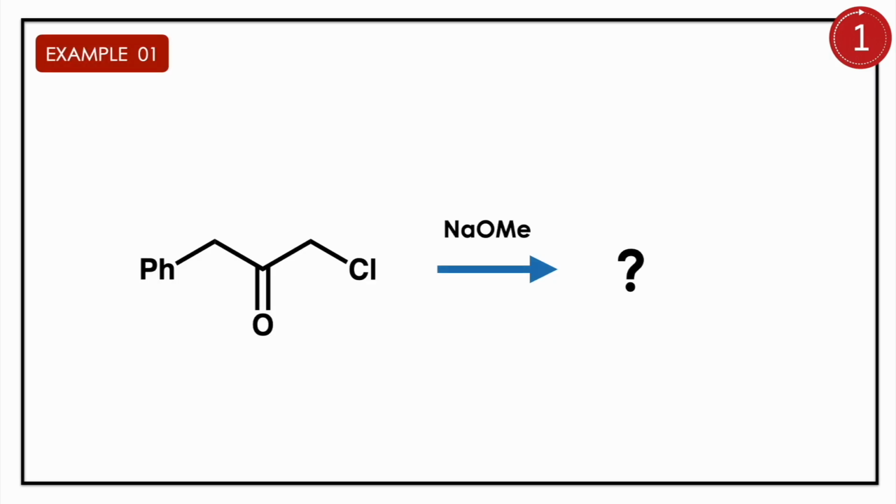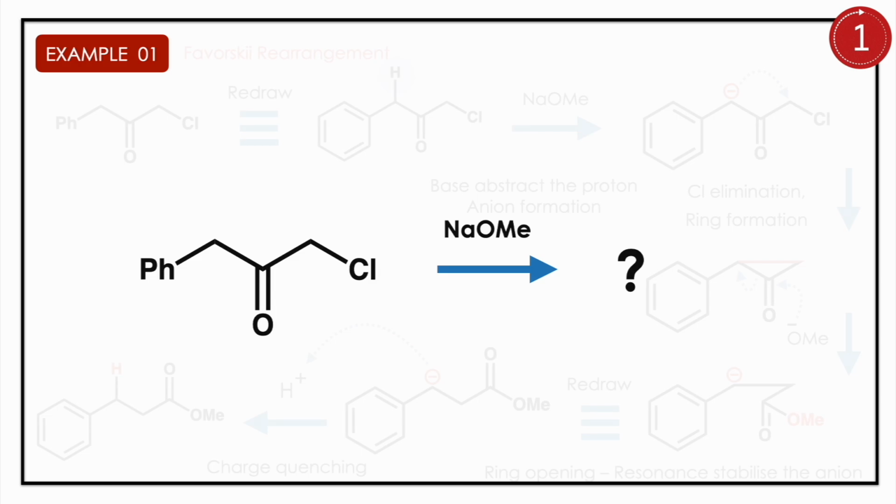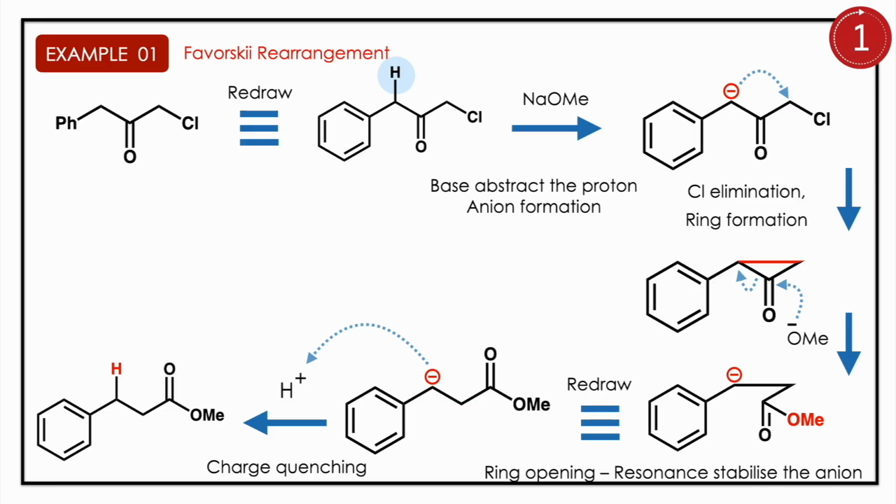Let us see the first example. Here you have a ketone. One side you have an alpha carbon with chlorine, another side an alpha carbon with phenyl, basically a benzyl group. You are using sodium methoxide. You should find what will be the final product. Here, by looking at the alpha haloketone, you might realize it's a Favorskii rearrangement. First step will be abstraction of a proton. For that you have to redraw the molecule with hydrogen and phenyl.